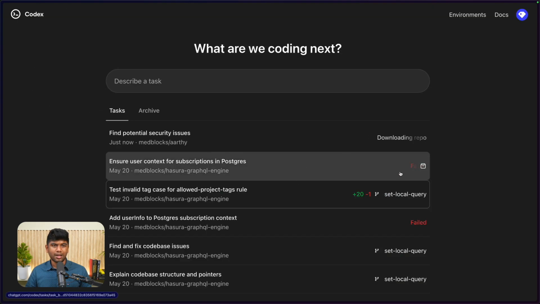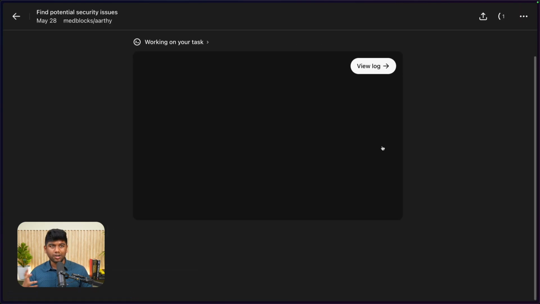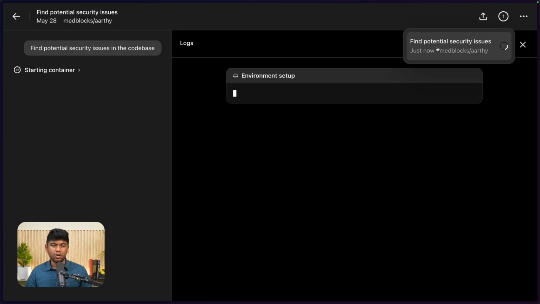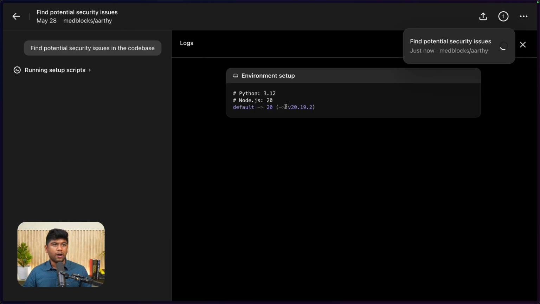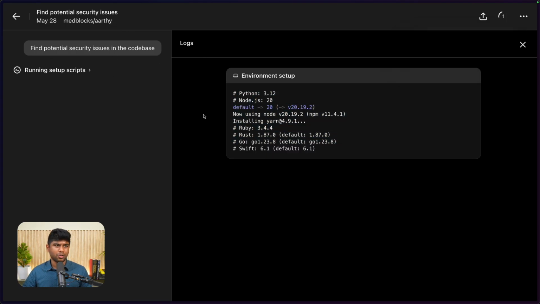But then in this case, it's saying, okay, it's actually failed. Here it's also giving me an update on what it's actually doing. So I can go inside and I can see that it's setting up the container, it's downloading this particular repository. And here I can see the notification, right? It detected the Node.js version, Python version, all of this is pretty cool.